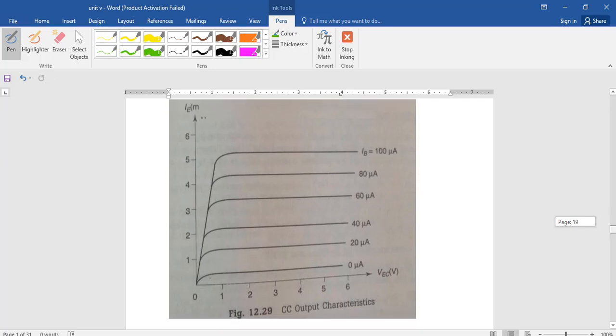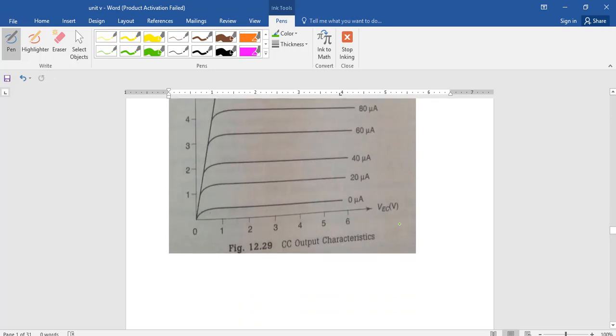It will have same active region, saturation region and cutoff region. In cutoff region, both junctions will be reverse bias. In saturation region, both junctions will be forward bias. In active region, one junction will be forward bias and another junction will be in reverse bias. This is your output characteristics for CC configuration.